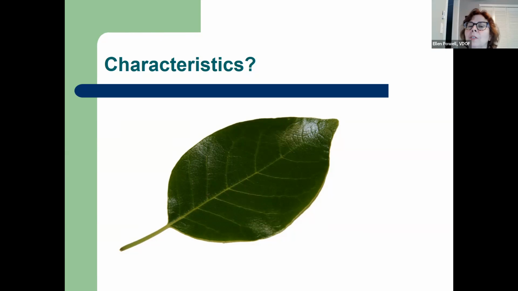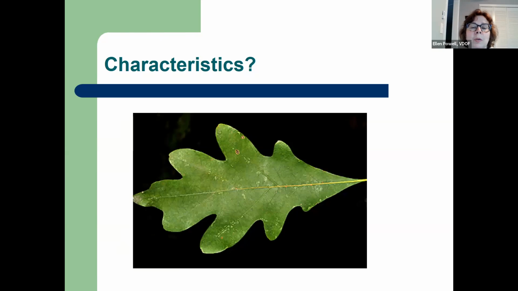This one's also, if no one's gotten it yet, definitely pinnately veined. You can see the one main vein that goes almost to the end, and all the other ones shooting off of that. Okay, good. All right, let's do another one. That was a really easy one. How about this one?